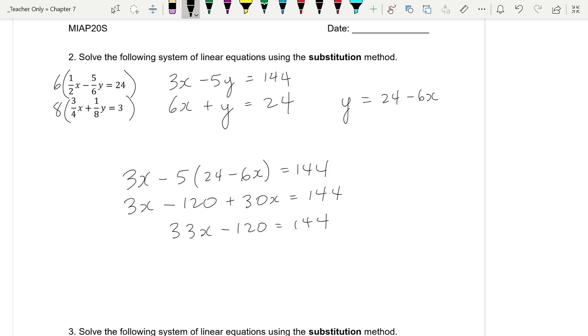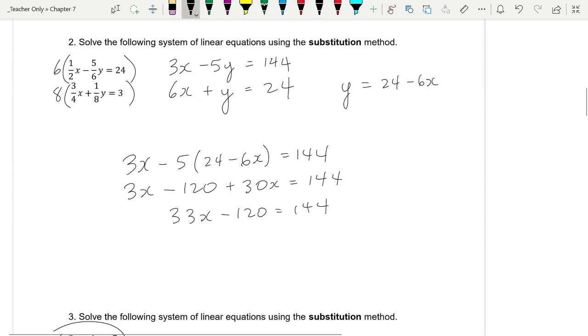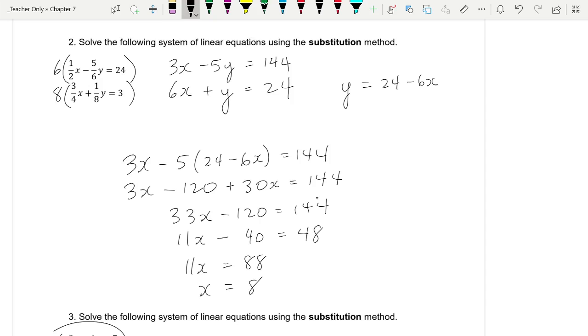And right here I could notice that actually all 3 of these numbers are divisible by 3, which makes my life a little easier. How many? 40, right? And, ooh, how many 3s in 144? 3 goes into 12 4 times with a 2 left over, 48. There we go. And then last step, I'll add 40 to both sides, or last 2 steps. I'll add 40 to both sides, giving me 88, and 88 divided by 11 is 8.